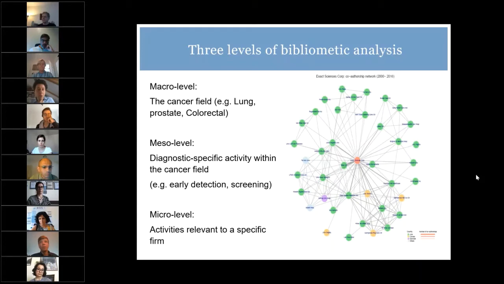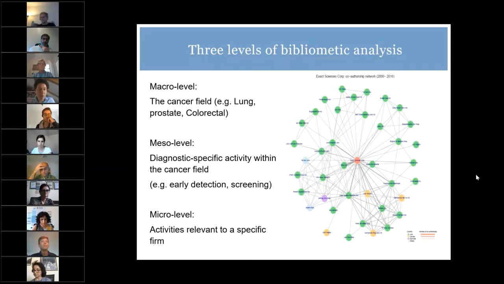So we look at 3 different levels in the cancer screening project. We look at whole cancer fields. We look at lung, prostate and colorectal, looking at the macro level, looking at all of the publications we can identify through a combination of PubMed and Web of Science.